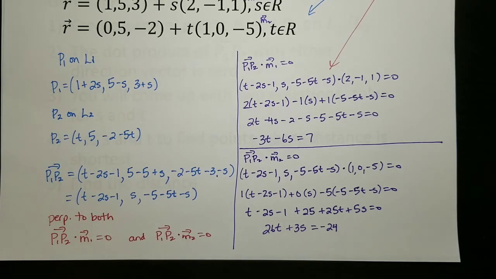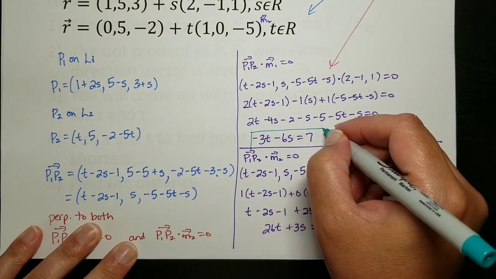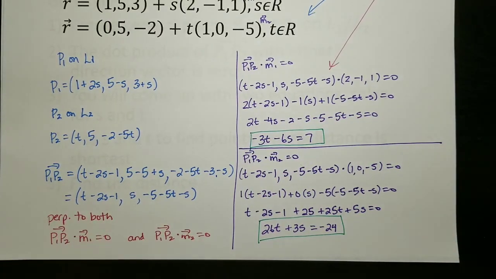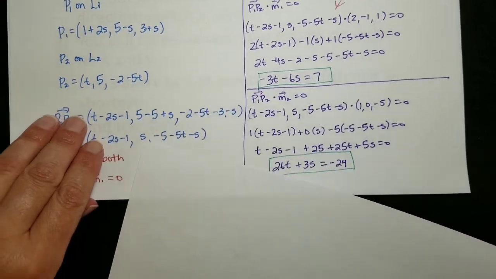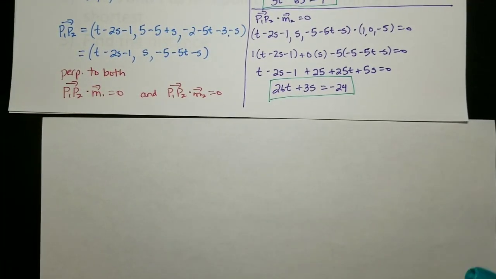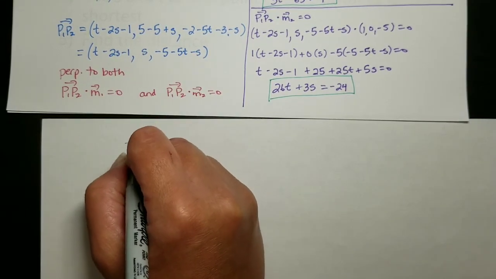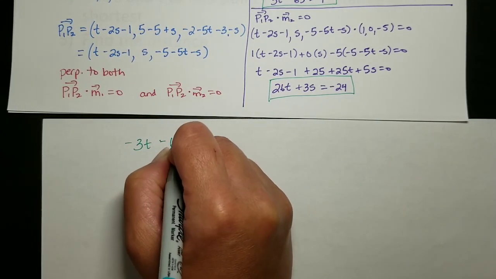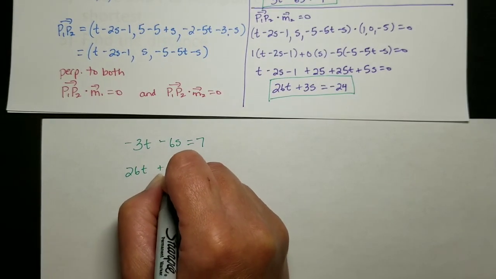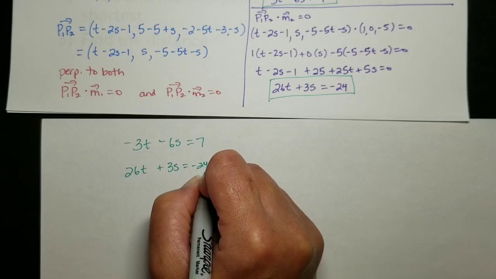I've come up with 2 equations, both with variables for t and s, and we'll just solve that with substitution or elimination. So I'm going to have to go on to another page here, and I'm just going to copy out those equations. So negative 3t minus 6s equals 7, and 26t plus 3s equals negative 24.